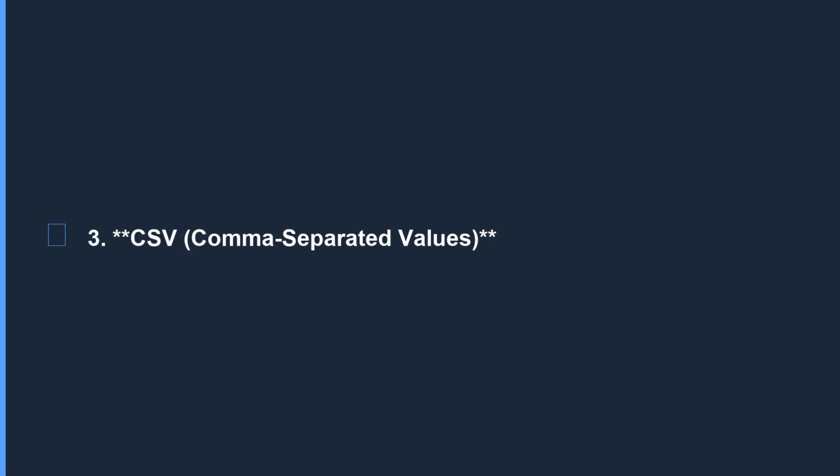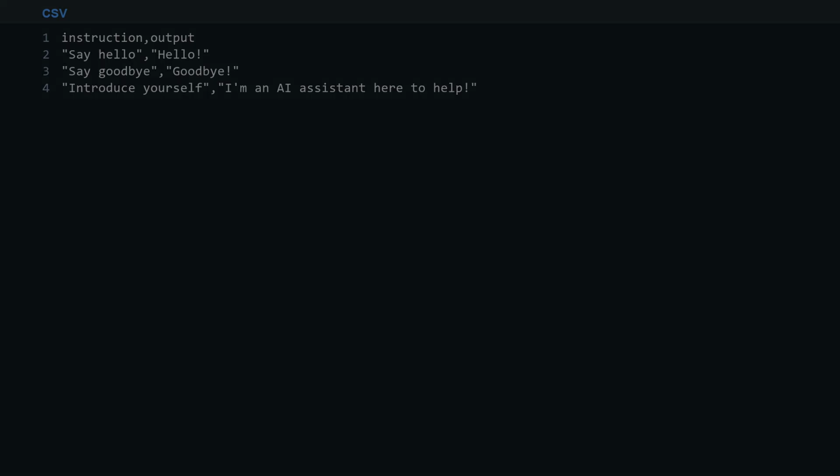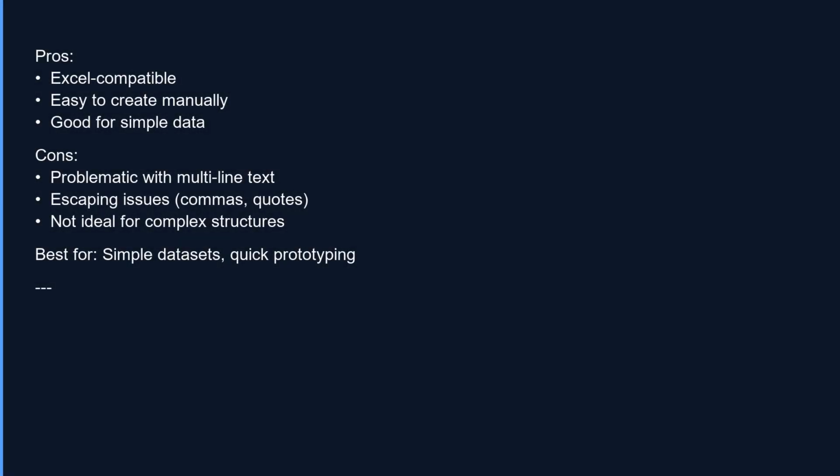Let's now look at 3. CSV, comma-separated values. Here's the CSV code for this section, starting with instruction, output. Pros: Excel compatible, easy to create manually, good for simple data. Cons: problematic with multi-line text, escaping issues, commas, quotes. Not ideal for complex structures. Best for simple datasets, quick prototyping.